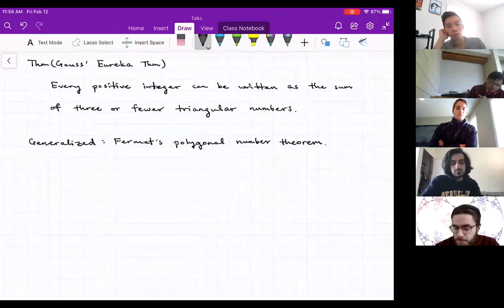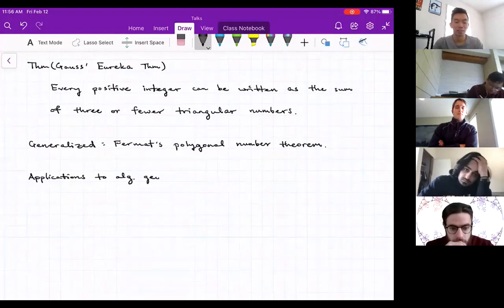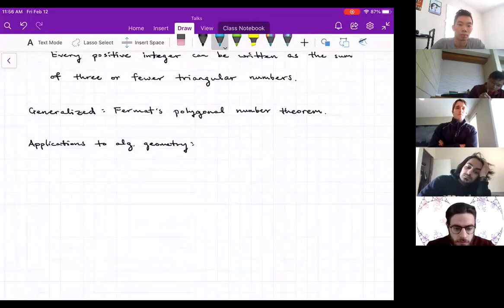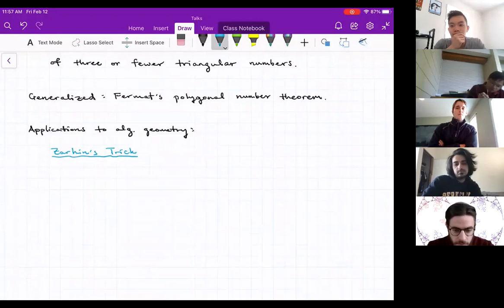So maybe the last thing I'll mention. For the algebraic geometers in the audience, this also has applications to algebraic geometry. One place where it shows up is something called Zarhin's trick. Zarhin's trick is about abelian varieties. So here, let A be an abelian variety of dimension g.